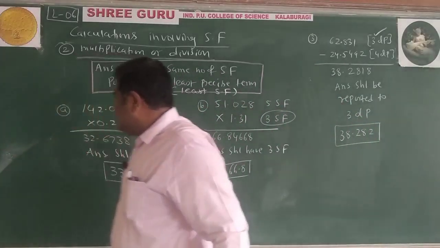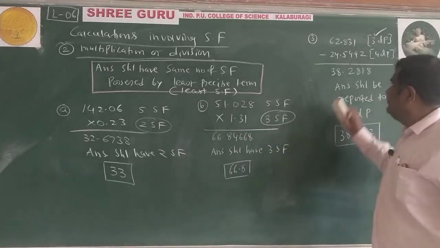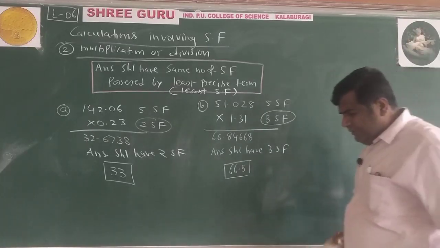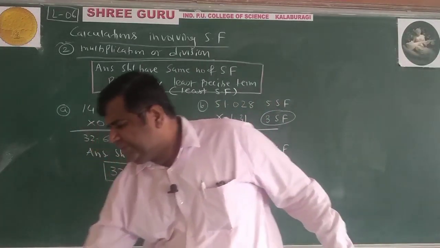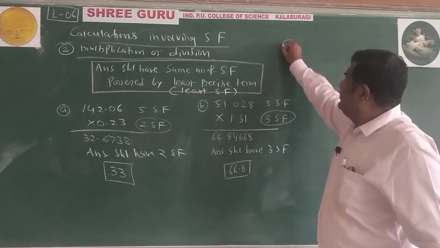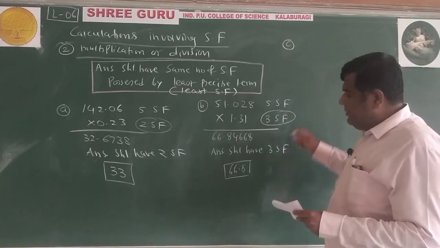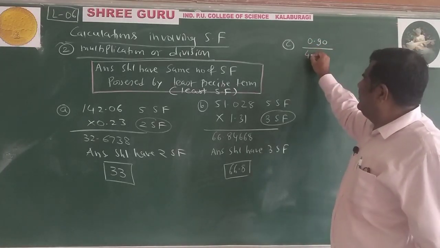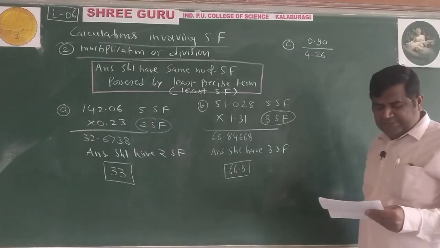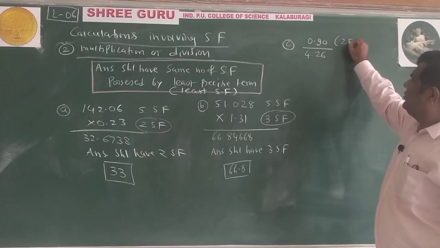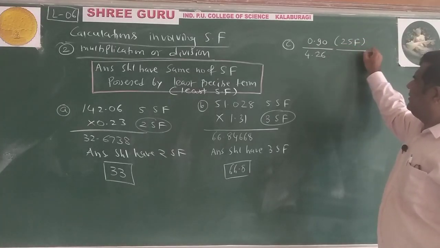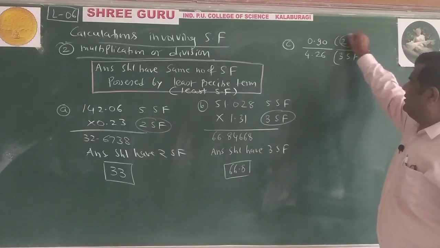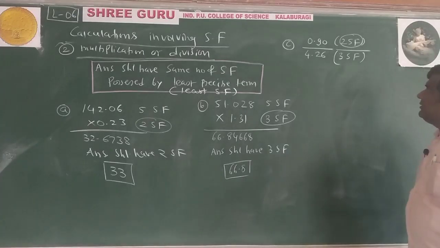We'll take one more example of division now. I hope that you are understanding this example, it is not at all difficult. If you are finding it difficult, you can clarify it. The third one is 0.90 divided by 4.26. It has 2 significant figures and it has 3 significant figures. The least is 2 here.